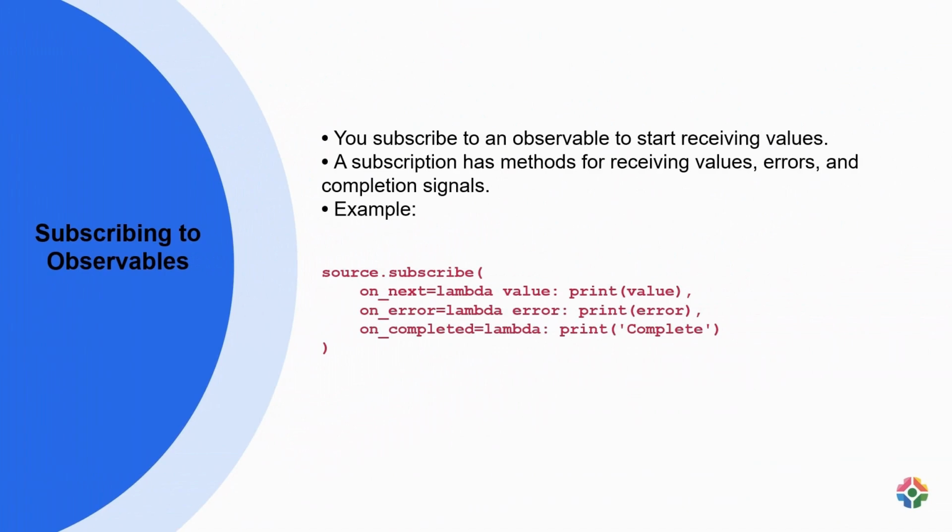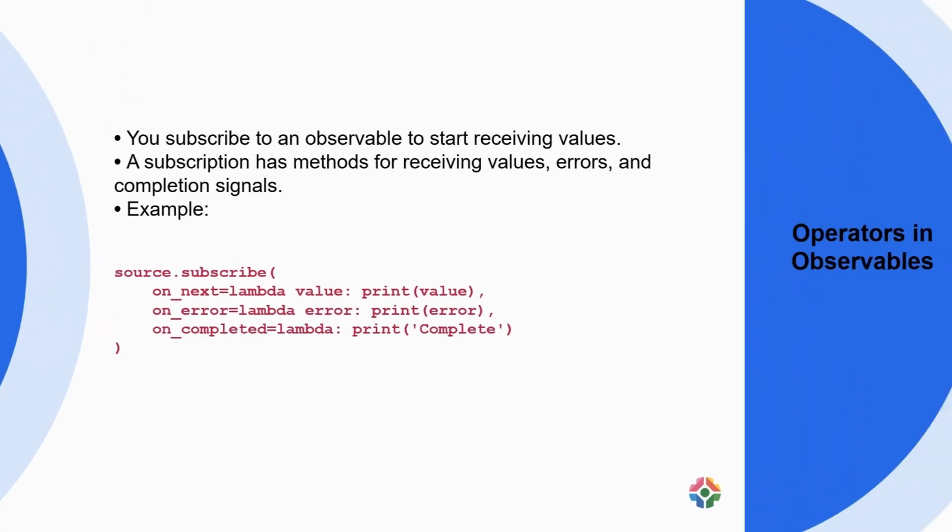When working with observables, you subscribe to them in order to start receiving values. Subscriptions offer methods for handling received values, errors, and completion signals. In the provided example, a source observable is subscribed to. The onNext method specifies what to do with the received value, the onError method outlines error handling, and the onCompleted method specifies the actions to take upon completion. This structure ensures efficient handling of data flow within observable streams.